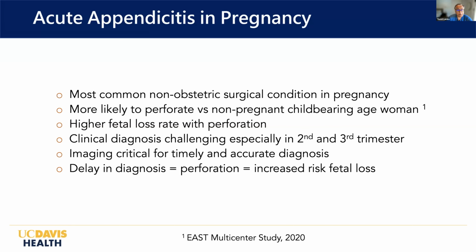Starting with acute appendicitis, it is the most common non-obstetric surgical emergency in pregnancy. A pregnant patient is more likely to perforate versus a non-pregnant childbearing age woman. This is mostly because the clinical diagnosis is challenging, especially in the second and third trimester, and the clinical presentation can often be a little challenging in pregnant patients. If perforation does occur, it is associated with a higher fetal loss rate. So imaging is really critical for timely and accurate diagnosis, because what we want to try to avoid is perforation.